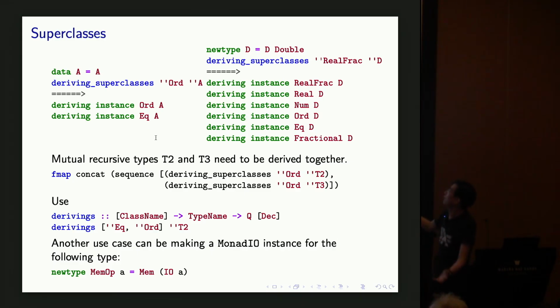And superclasses, it's very easy. You just write deriving superclasses and RealFrac, and you will get all the superclasses here, right? But for mutually recursive types, you have to write them together because there's a staging problem, okay? And here I suggested to use derivings to specify the two types together.